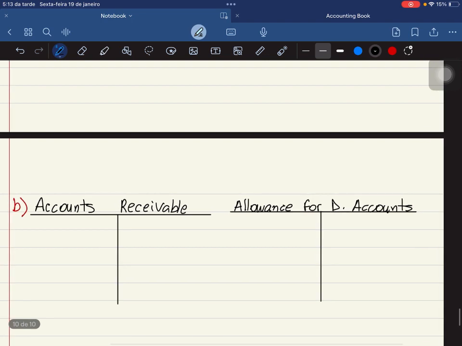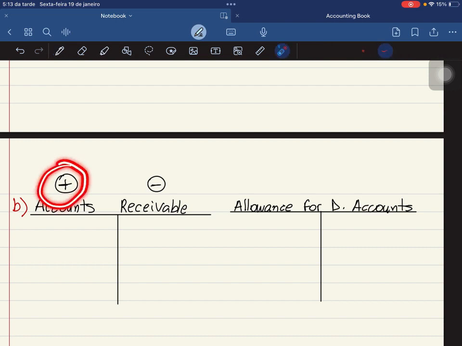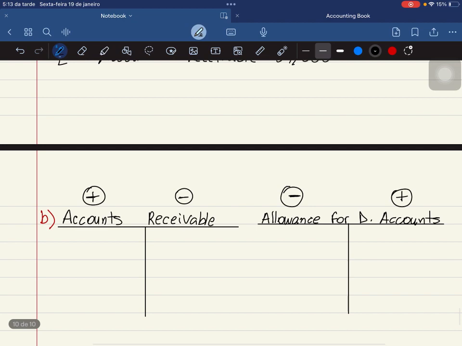Okay, well, accounts receivable is a debit, so I like to put the signs here on the top for me to remember it better. So accounts receivable is a debit balance, which means that the increases happen here, on the debit side. So it is a plus and a minus. And allowance for doubtful accounts is the opposite because it is a contra accounts receivable account. So the signs have to be the opposite. So it is a minus and a plus. So the increases happen on the credit side, on this side over here.